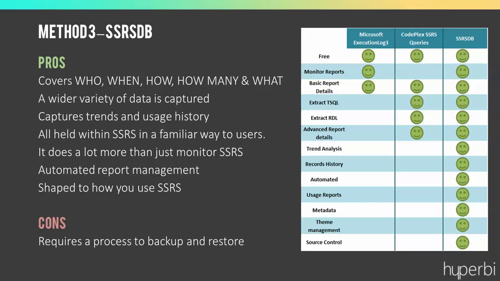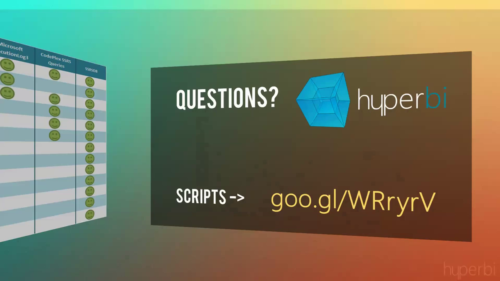If you need that fully automated environment, go straight for your SSRSDB. It covers all of the who, what, when, where, how. A wider variety of data is captured. Trends and usage history are all held in SSRS. Lots goes on. Cons: it requires a backup and restore or some other high availability option.